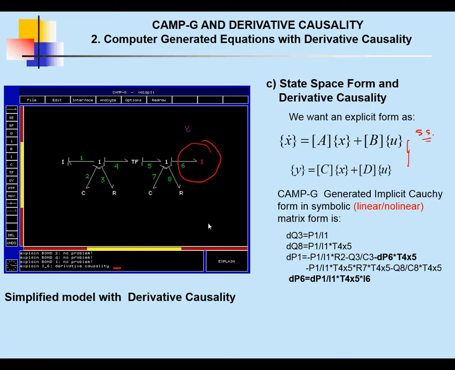See, and here on the right hand side, if you say dp1, you have this dp6 times this, and you see dp6 is dp1. So this is what we will get, the first three equations, what we would get out of the CAMP-G solver.